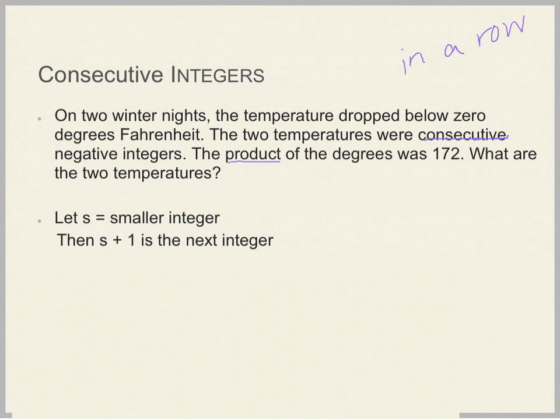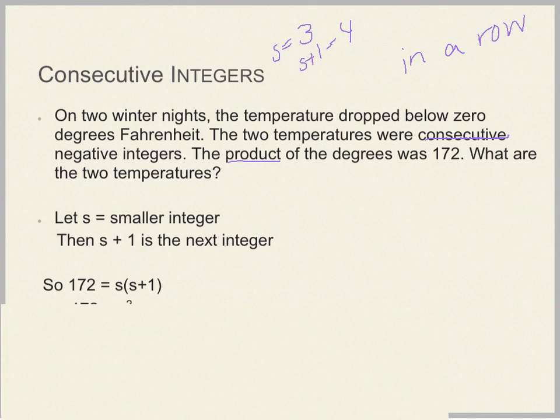Well, we can say that S equals the smaller integer. And if S is the smaller integer, then one consecutive integer larger is S plus 1. We can think of two consecutive integers, 3 and 4. And again, if we said S equals 3, then we have to add one more to get to 4. This is where we came up with our two variables. So the product of the degrees was 172. So we have 172 equals S, one of the integers, times S plus 1, the other integer.